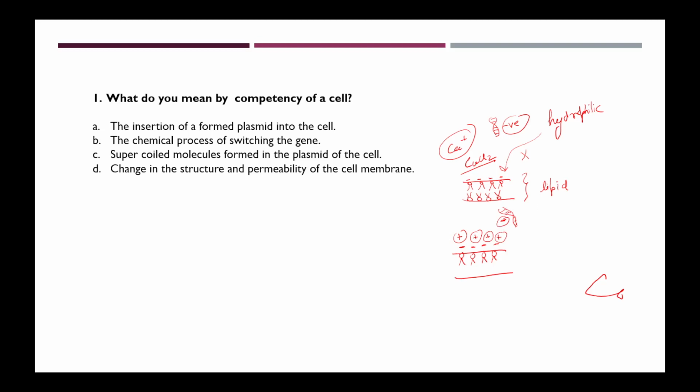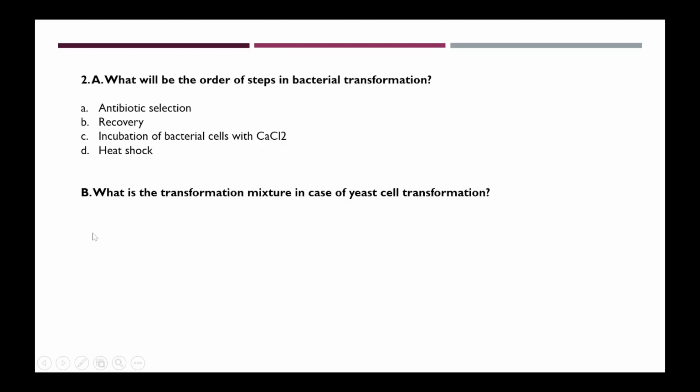Okay, so heat shock needs to be provided so that the pores can be opened and DNA can come inside the cell, and then the cell can be transformed. So the correct option in this particular case would be the change in structure and permeability of the cell membrane. Let's see next.